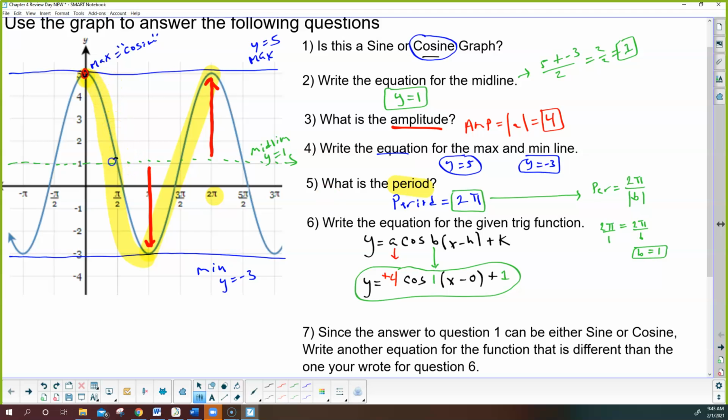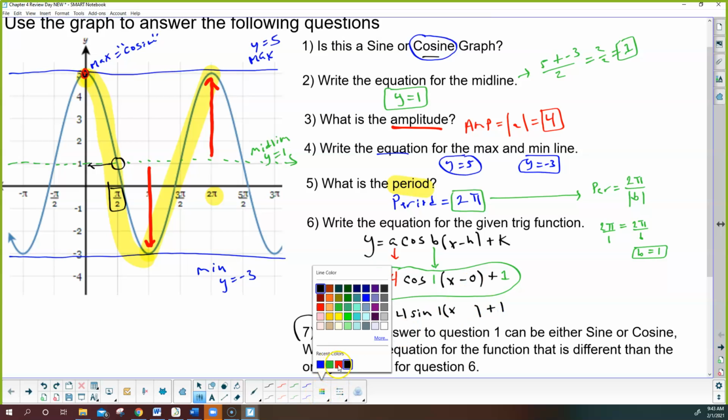So watch what happens. What if I took this point right here? That's the midline, and I shifted it over pi over 2. Well, wait a minute, that's a horizontal shift. That's an h value. So my answer to number 7, I'm going to do this right here, is I could actually change this to a sine function. B value doesn't change. The only thing that changes is this shift.